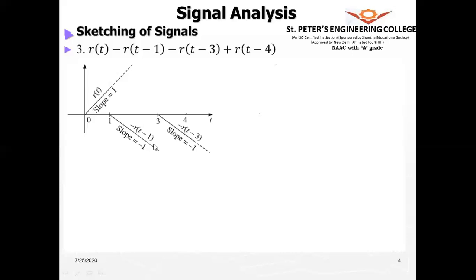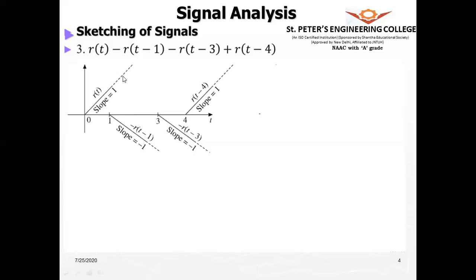So this is minus r of t minus 1 and this is minus r of t minus 3, and there is one more ramp which will have a positive slope at t equals 4, and it will continue. So if you say r of t, it will start at t equals 0 and continue up to infinity. R of t minus 1 will start at t equals plus 1 and it will continue up to infinity.